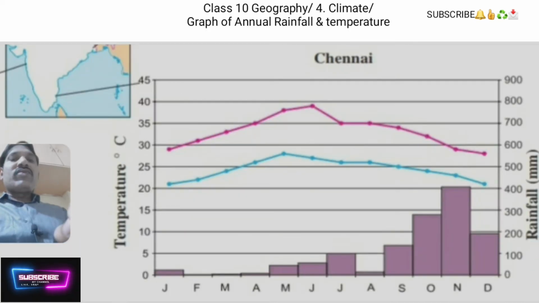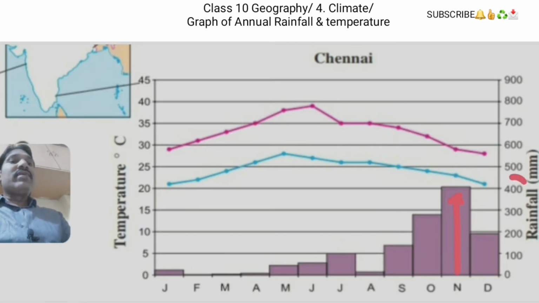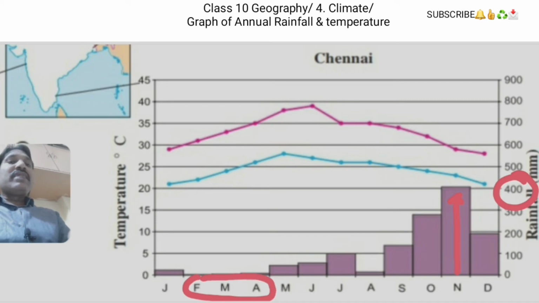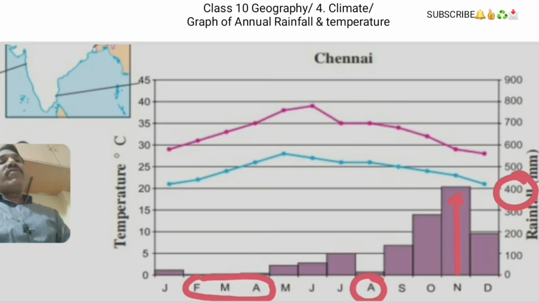Now students, let's try to understand the rainfall and temperature of Chennai city with the help of a graph. So here in the month of November, Chennai receives more rainfall, approximately 400 millimeter. And the lowest rainfall we see in February, March, April. Then in January it increases. In May, June, July it rises, and in August it falls down again. So maximum rainfall we can see in November, and minimum rainfall in February, March, April, and August.